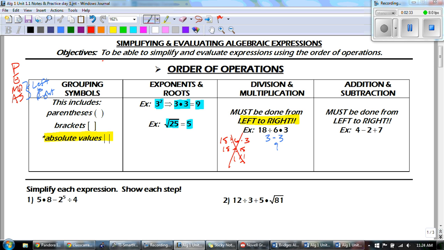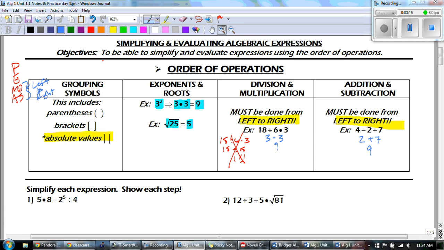The same thing with addition and subtraction. It's got to be done from left to right. 4 minus 2 plus 7. You do not do 2 plus 7 is 9, and then 4 minus 9 is negative 5. That is not what we're doing. 4 minus 2 is 2, and then 2 plus 7 is 9. And you can't just say, I'm just going to shove everything into my calculator. Just remember, the calculator is only as smart as the person who's pushing the buttons. So you need to know what to do.